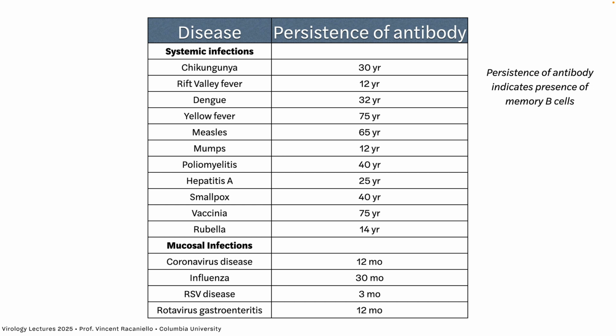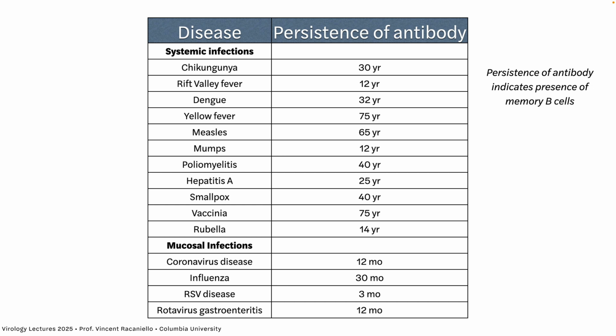So here's a table which was made by studying people who had infections, either systemic or mucosal. And they measured antibody, right? And so we're measuring antibody in the serum, and what that's going to do is tell you if you have memory B cells. If you have no memory B cells or no memory plasma cells, you're not going to have any antibody in your serum. Then you have a problem. But for some of these viruses, let's see, polio, 40 years, that's just as long as they went. It could probably go longer.